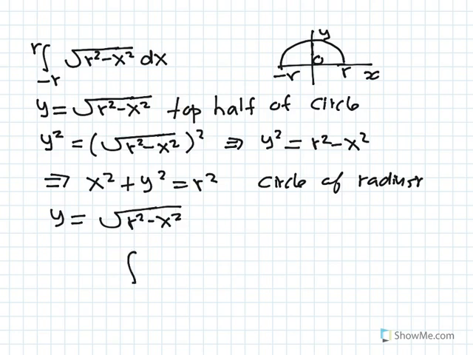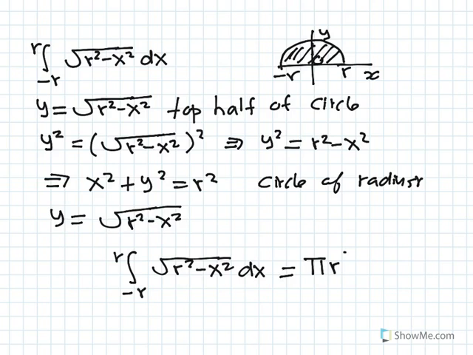So the integral from minus r to r of root of r squared minus x squared dx is simply going to be the area of a circle divided by 2, essentially the area of a semicircle. So it's going to be pi r squared, the area of a full circle of radius r, divided by 2. So that saves us a bit of time if we're doing this in a quiz or a test.